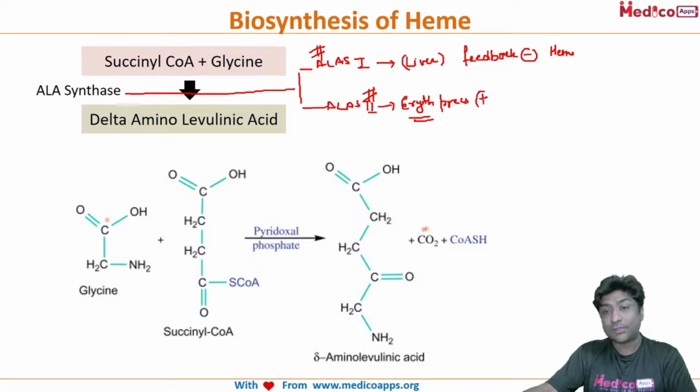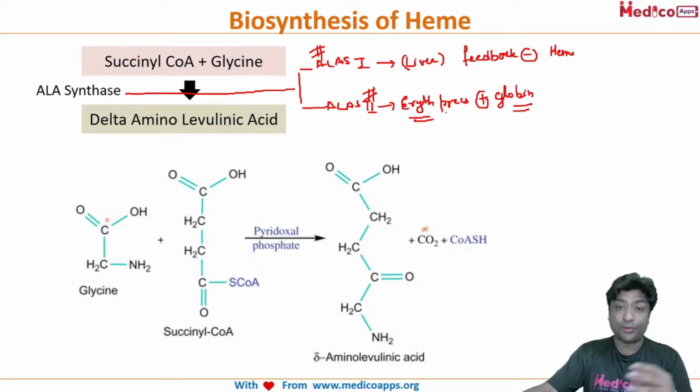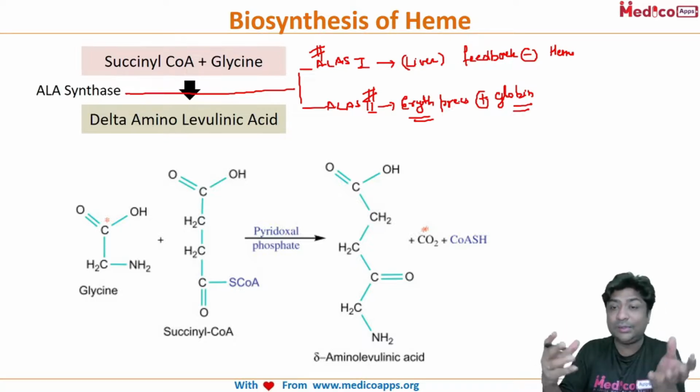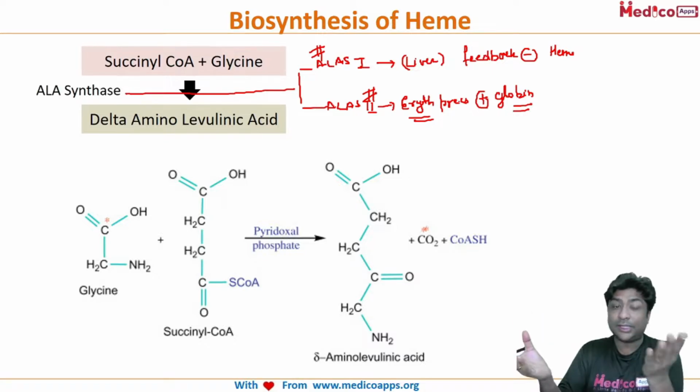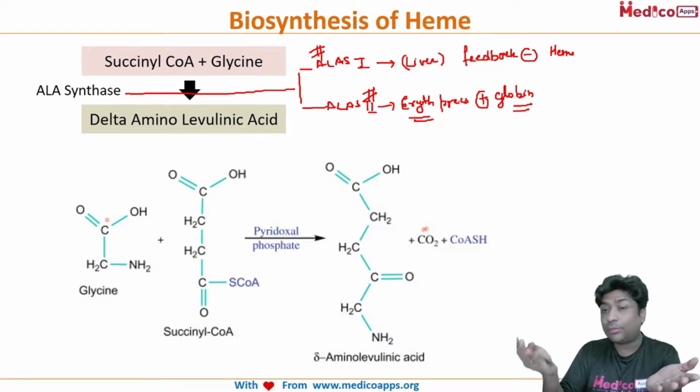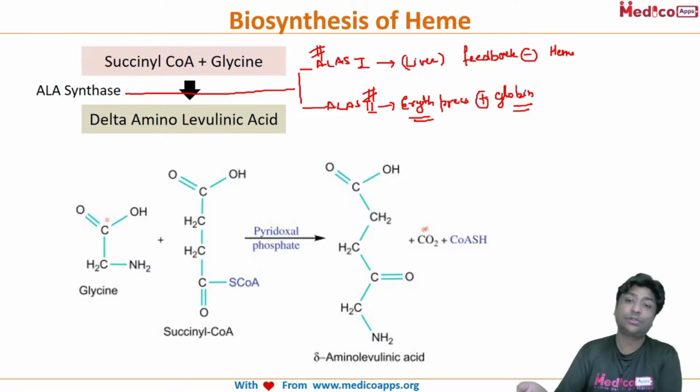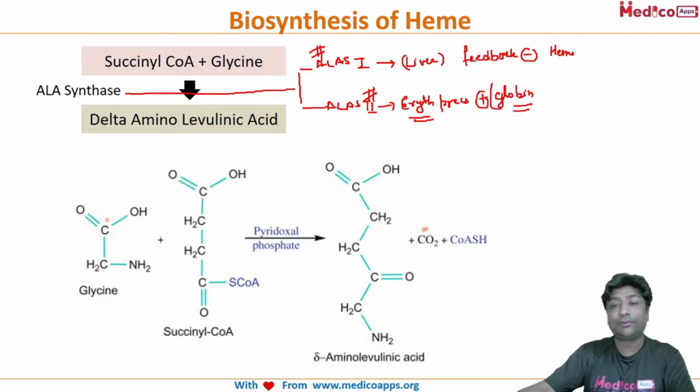Actually, it is under the positive regulation of globin. Again, this makes sense, because when you are in erythroid tissue, you don't just want to form heme. You want this heme to combine with globin to form hemoglobin. So if the globin is there, the heme synthesis should increase. If the globin level falls, the heme synthesis also should come down. So it is under the positive control of globin.